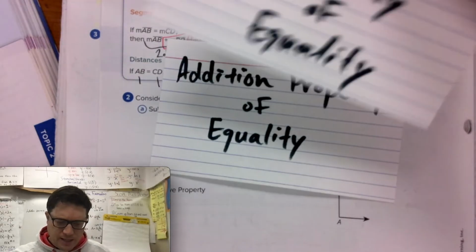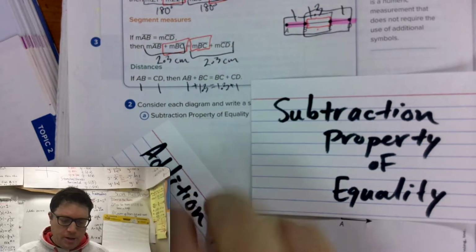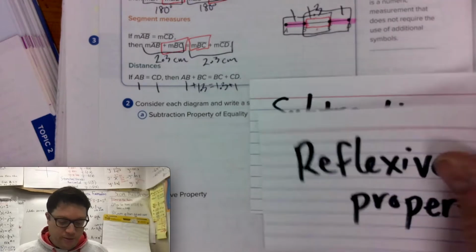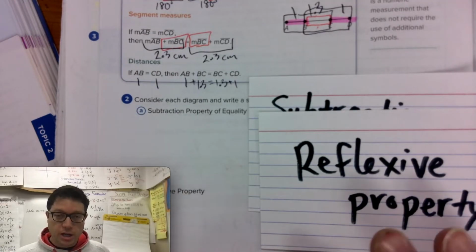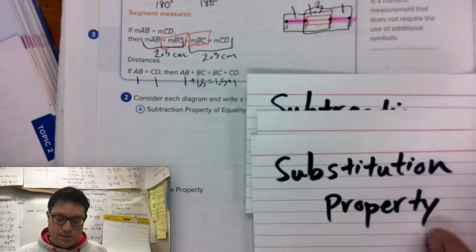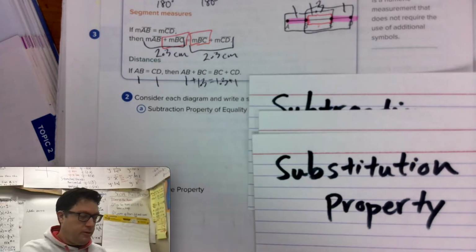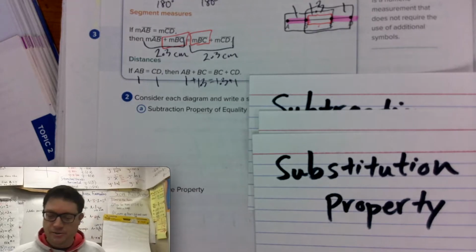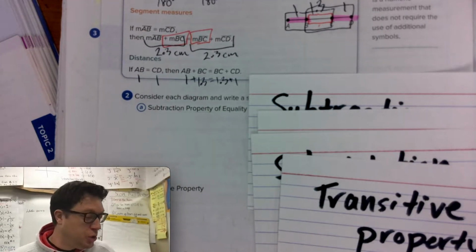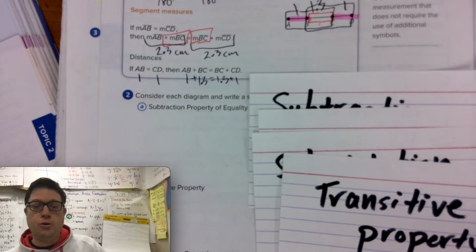Next part. In fact, I'm going to get my subtraction property of equality note card ready. I'm going to get my reflexive property of equality ready, and then I'm going to get my substitution property of equality ready. I guess it is a property of equality. And then I'm going to get my transitive property, because we're going to do question 2 on page 282.